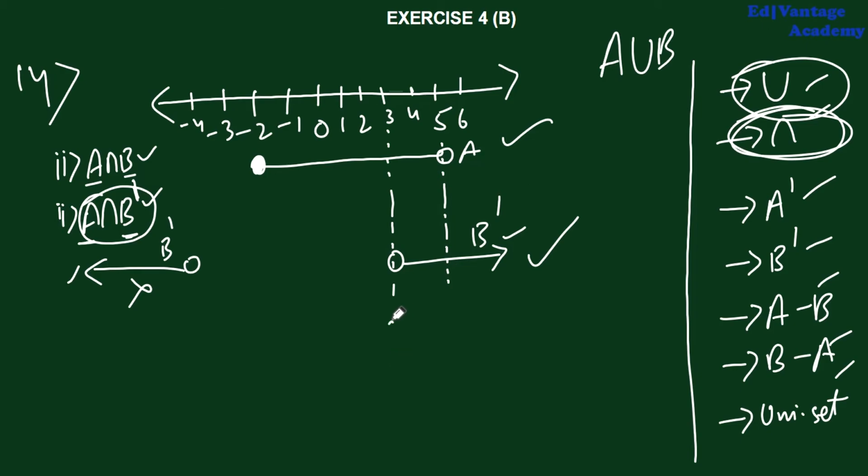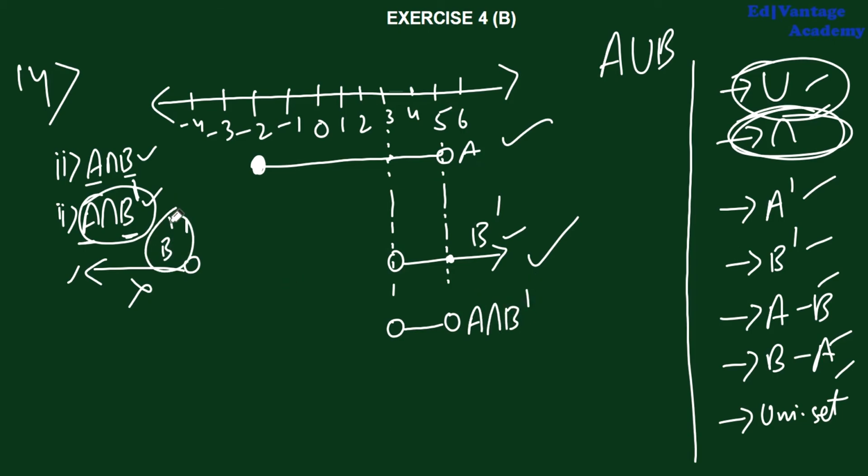So I'll write from 3 up to 5. You can see it, that element which I am putting in my solution has to be in A also and B also. 3 is in A here, but 3 is not in B, so I'll not include it, I won't shade it. 5 is in B dash, but 5 is not in A, so 5 won't be included here also. This is our A intersection B dash.